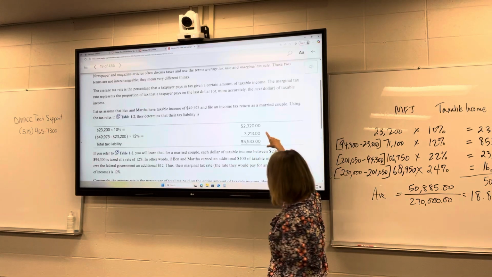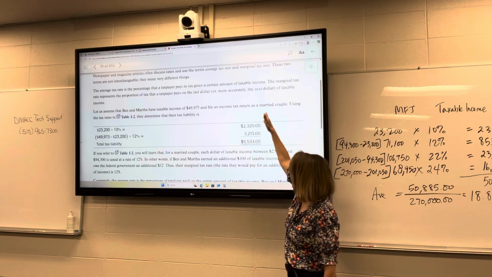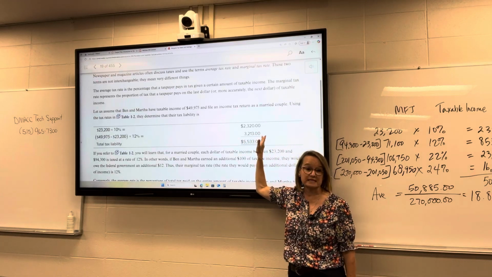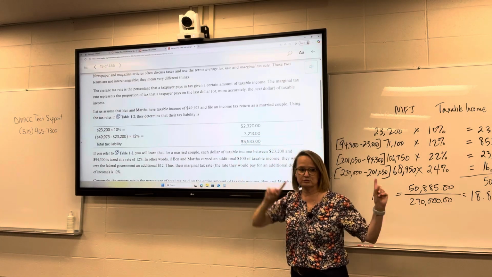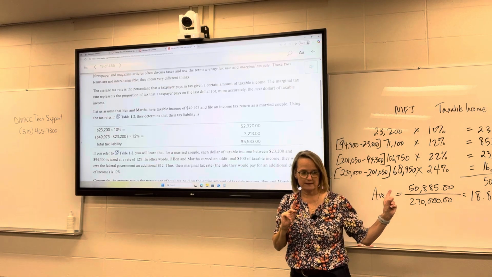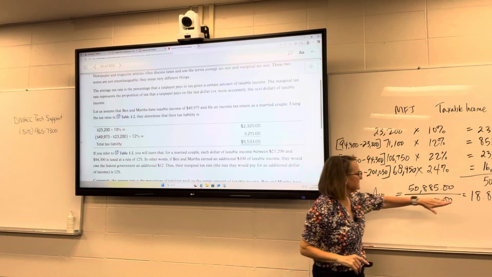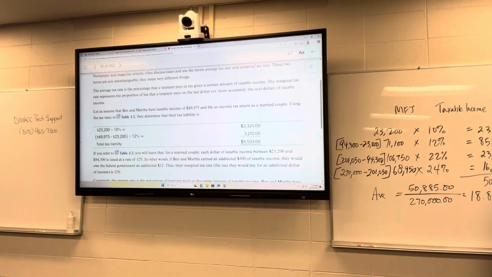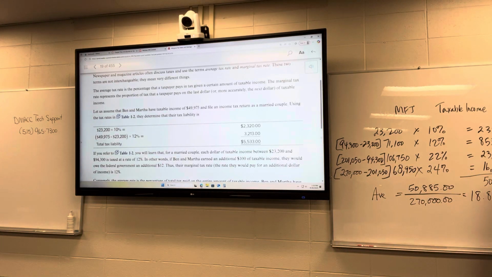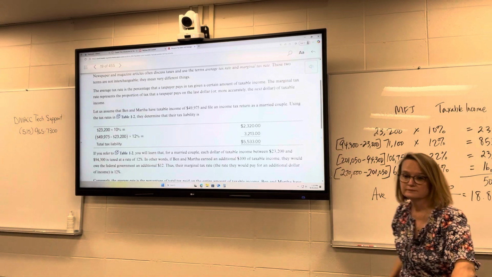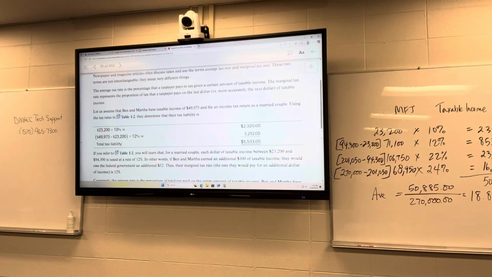So again, first thing you have to do, figure out what the tax liability is. You got to do that by using those tables, right? So you figure out that tax liability, then take the tax liability and divide it by the taxable income. And this is how we get our average tax rate.